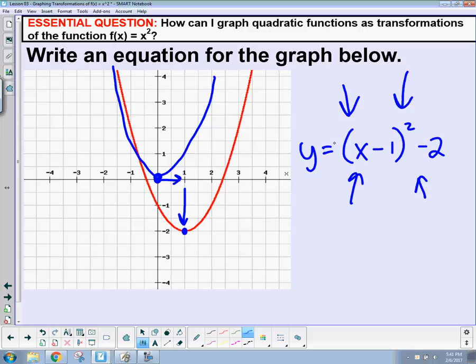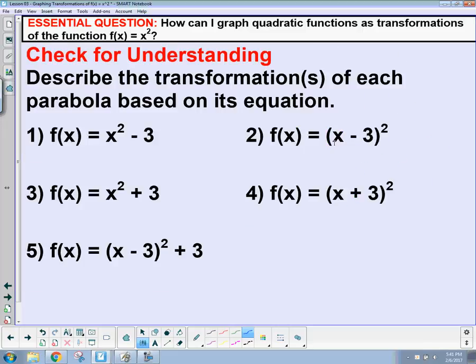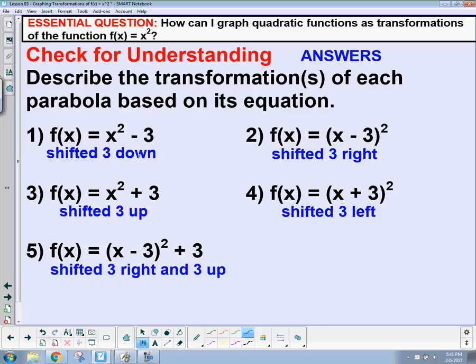So describe transformations for each parabola based on its equation. Go ahead and pause the video, try to work these out. Alright, if you came back, here's your answers. This one shifted down 3 because of that constant negative 3. Shifted 3 to the right because strange things happen in parentheses. Shifted up because of the positive 3 constant. Shifted 3 to the left because, again, strange things in parentheses. And this is a combination. To the right 3 and up 3. Okay?